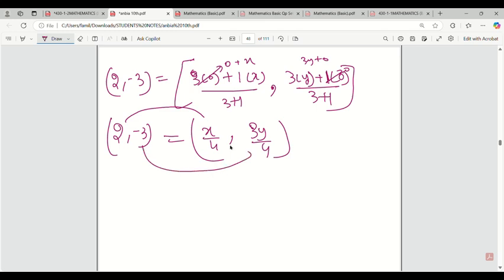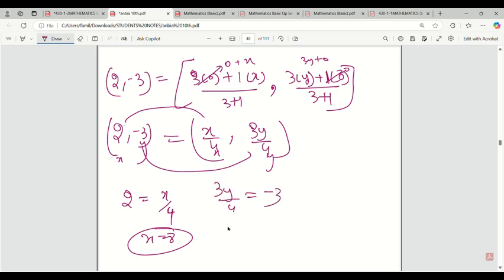Now check it out. This is the point we are having on the x axis, and this is the point on the y axis, so this is purely of x, right? So 2 is equal to x by 4, x is equal to 8, and 3y by 4 is equal to minus 3. Okay, 3y is equal to 4 on either side.